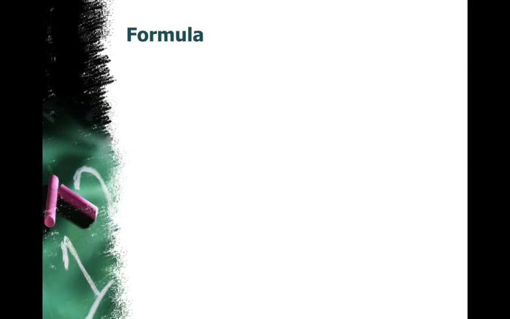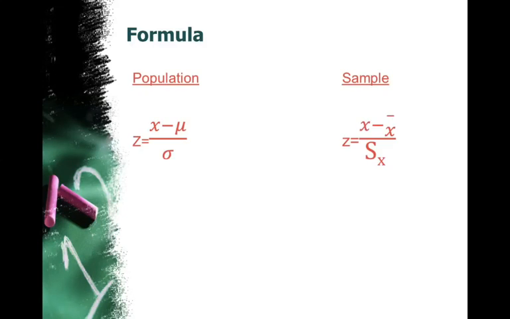To find a z-score depends on whether you're looking at a population or a sample. When we look at a population, you have some x minus the population mean divided by the population standard deviation. For a sample, you have some x minus the sample mean divided by the sample standard deviation. The concept is the same, but the formula looks different depending on whether you're looking at a population or a sample.